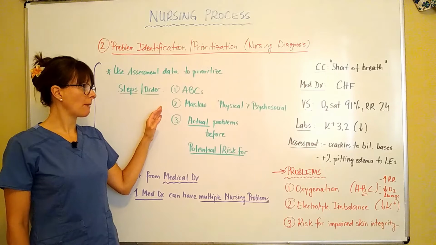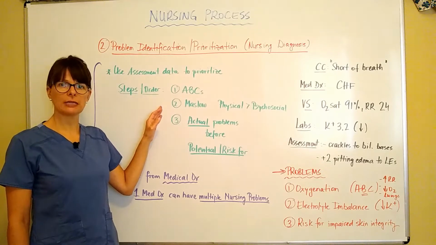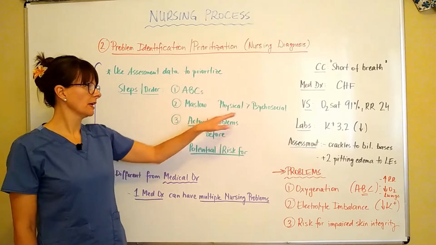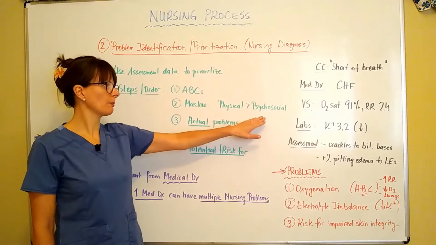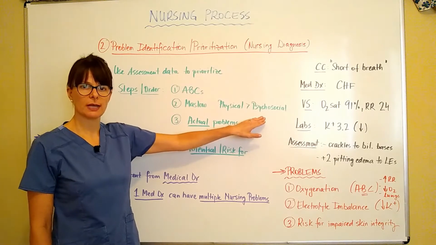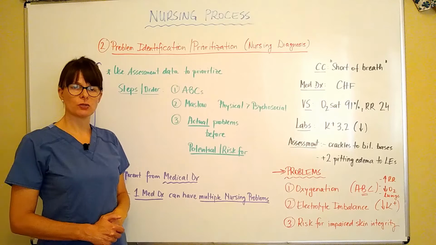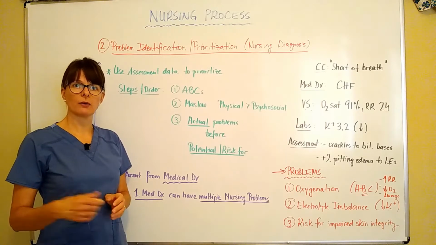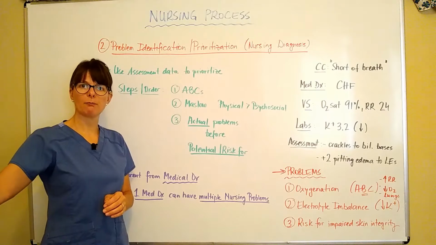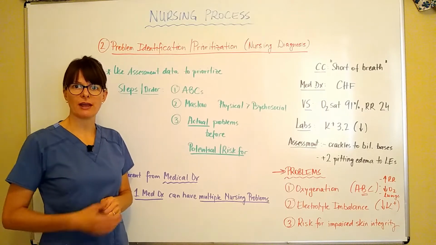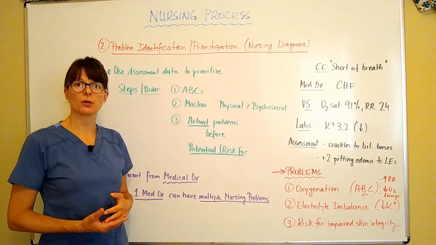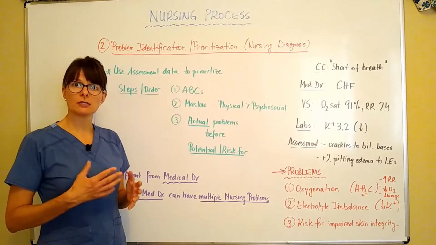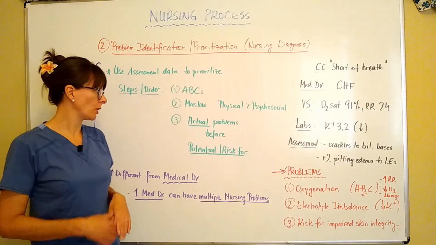Number two, we go by Maslow's hierarchy of needs, which basically tells us that physical needs always come before psychosocial ones. So if the patient is choking on something, we're not going to worry about their inability to pay for their hospital visit because they don't have insurance coverage, or that they're concerned about that. Physical needs always come before psychosocial ones.